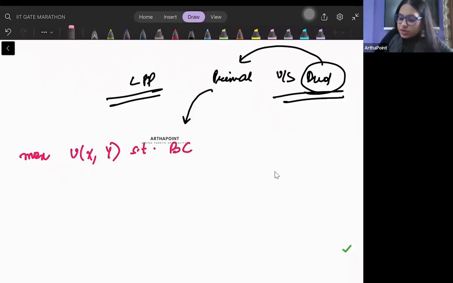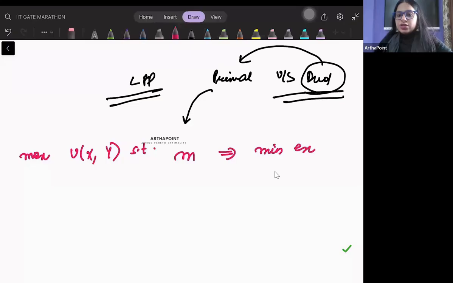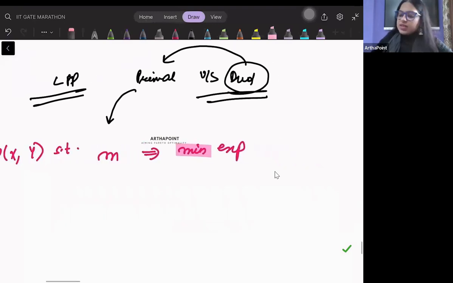to the given level of income, तो इसका dual हो जाएगा minimize expenditure. Income and expenditure are the same only. So maximize will convert to minimize, and we can say minimize expenditure subject to given level of utility.